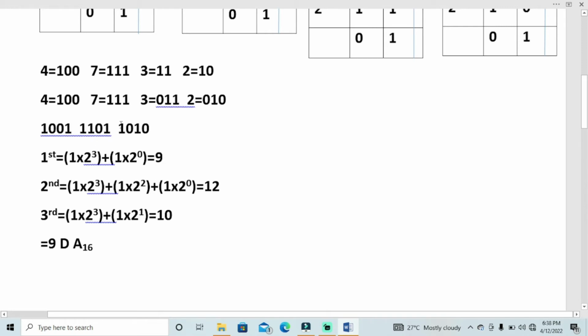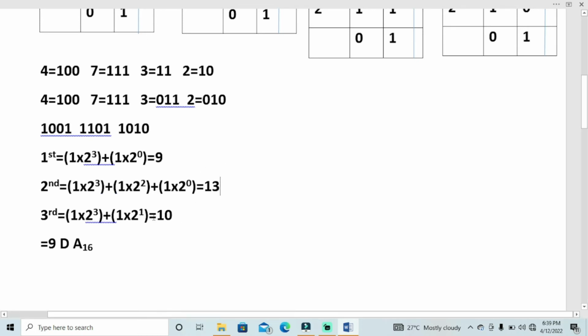For the second section, we have 1 times 2 to the power 0, plus 1 times 2 to the power 2, then 1 times 2 to the power 3, which is 8 plus 4 plus 1. Sorry, there was a mistake here. It's supposed to be 8 plus 4 plus 1, which is 13.